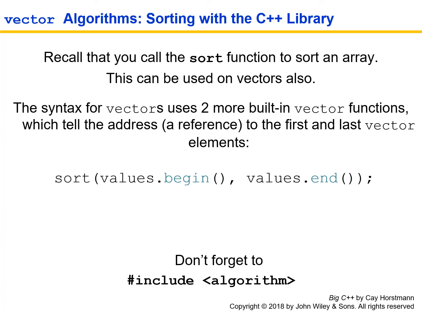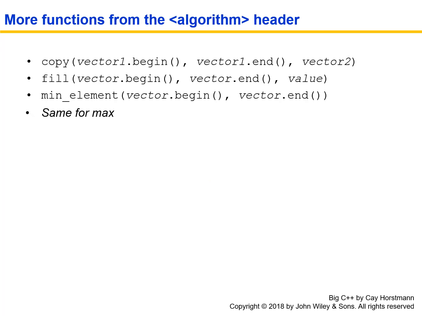All the functions in the algorithm library that we've learned about that work with arrays also work with vectors. You just pass them in a different syntax. You use the .begin member function and the .end member function to signal the starting and ending points, and then sort will sort your vector for you. There are also copy, fill, and min element and max element that will work with vectors.